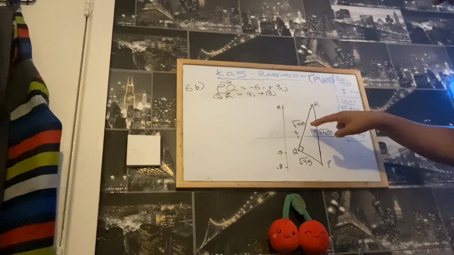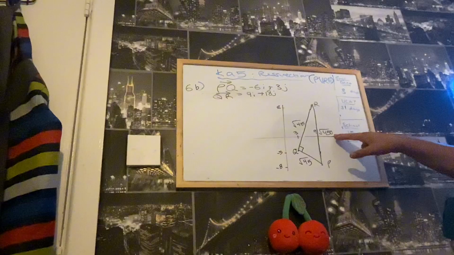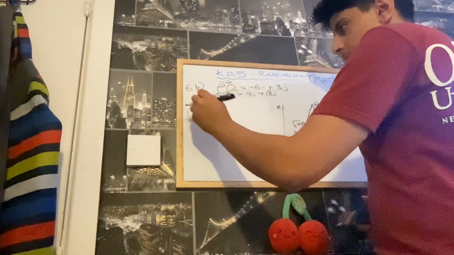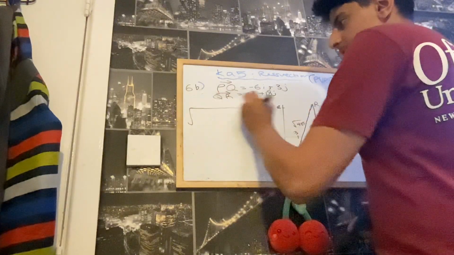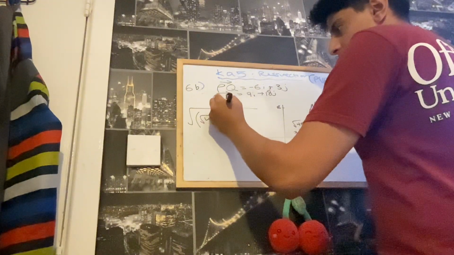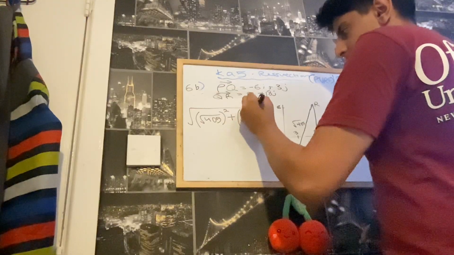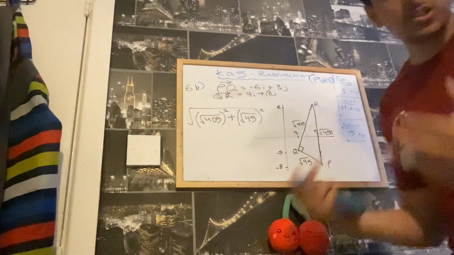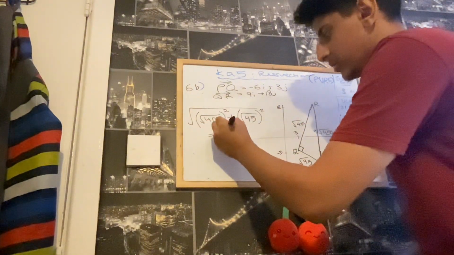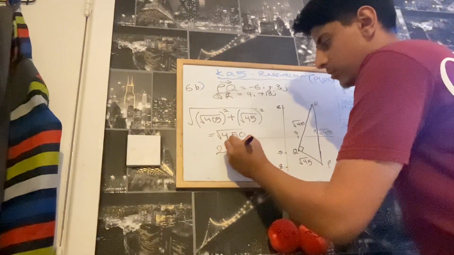Now that we've found the two lengths, we can finally prove it. If we do root 405 squared plus root 45 squared, because remember Pythagoras is a squared plus b squared equals c squared, this is our c squared. This should give us root 450, which is roughly 21.21, I believe.